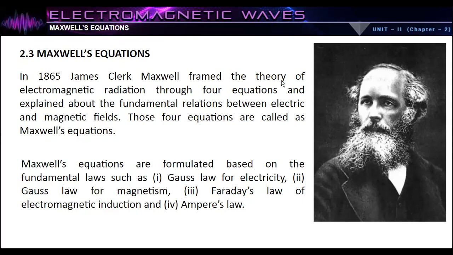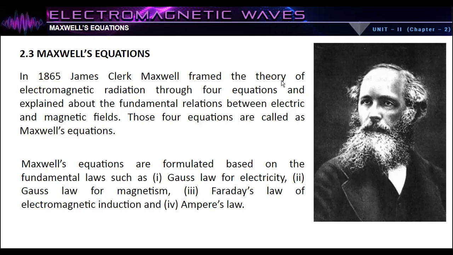So who is Maxwell? James Clerk Maxwell, in 1865, framed the theory of electromagnetic radiation through four different equations, and explained the fundamental relations between the electric and magnetic fields. Because in the name itself, we know we have an electromagnetic wave. So those four equations are called Maxwell's equations. Two equations come from the laws of the electric field, and two equations come from the laws of the magnetic field.